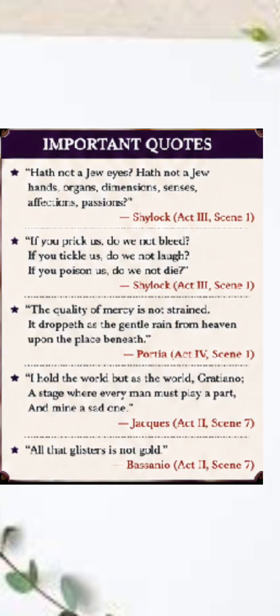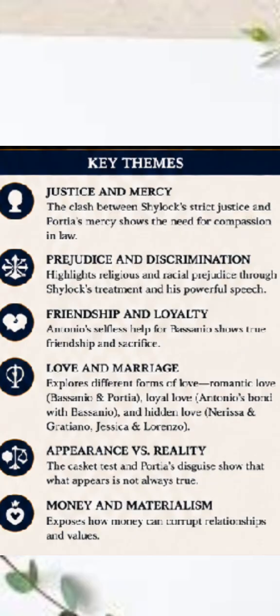Key themes are justice and mercy. The clash between Shylock's strict justice and Portia's mercy shows the need for compassion in law. Prejudice and discrimination: the play highlights religious and racial prejudice through Shylock's treatment and his powerful speech. Friendship and loyalty: Antonio's selfless help for Bassanio shows true friendship and sacrifice.